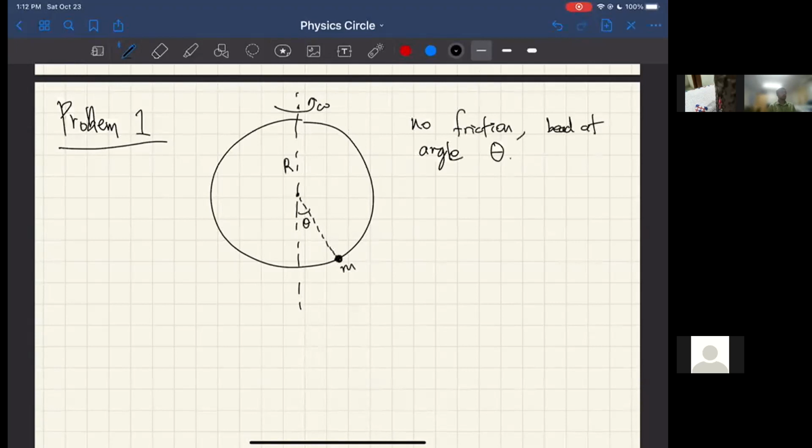So the question is, what must omega be such that this bead does not slide up or down the hoop? That's the question. So I'll give everybody a minute to think about it.